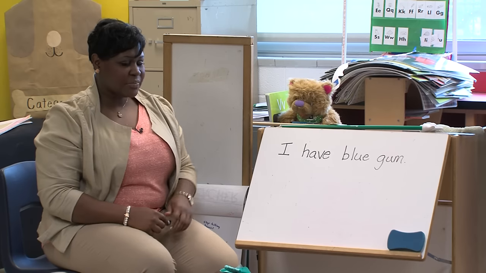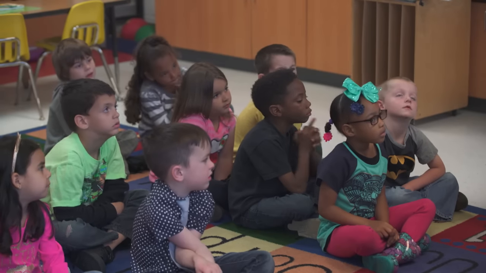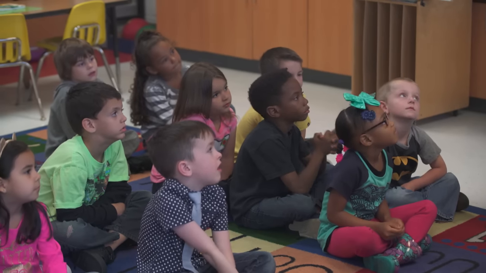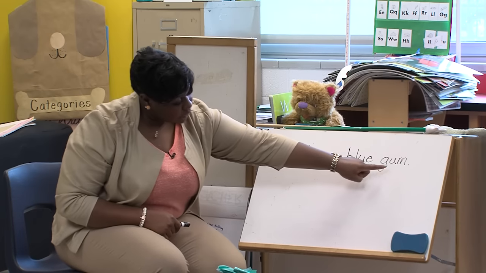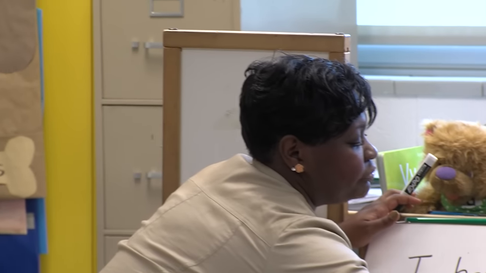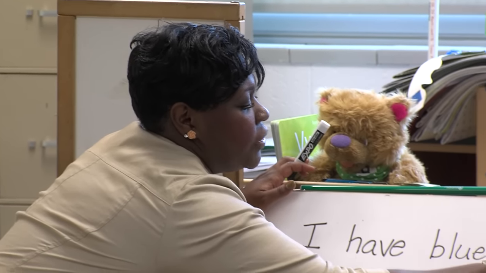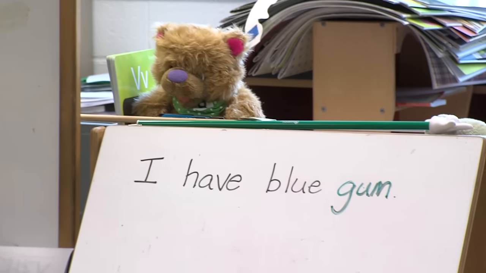So how would I spell the word gum, the word that has the short U sound in the middle? Lamaya? G-U-M. G-U-M is the word gum. Very good. Let's rainbow write our gum first. Gum, because gum has a U and the short U sound in the middle.